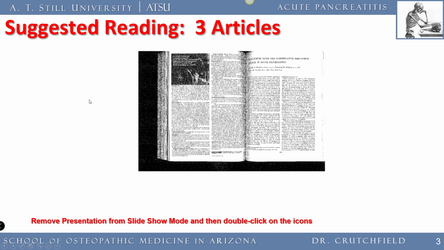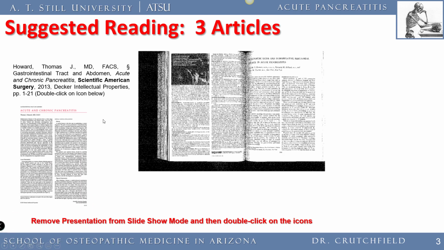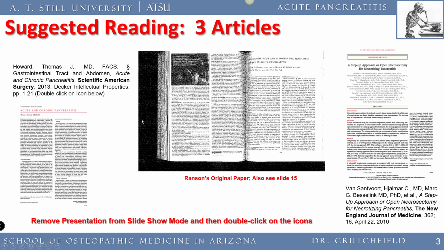So there are actually supposed to be three documents here that you can download. There is a famous grading system for acute pancreatitis. It's called Ranson's criteria. Here's the original paper. I went back and asked the library to find that. And here's the acute and chronic pancreatitis chapter that I referred to. And then something called the step-up approach for evaluating and treating open necrosectomy for necrotizing pancreatitis.